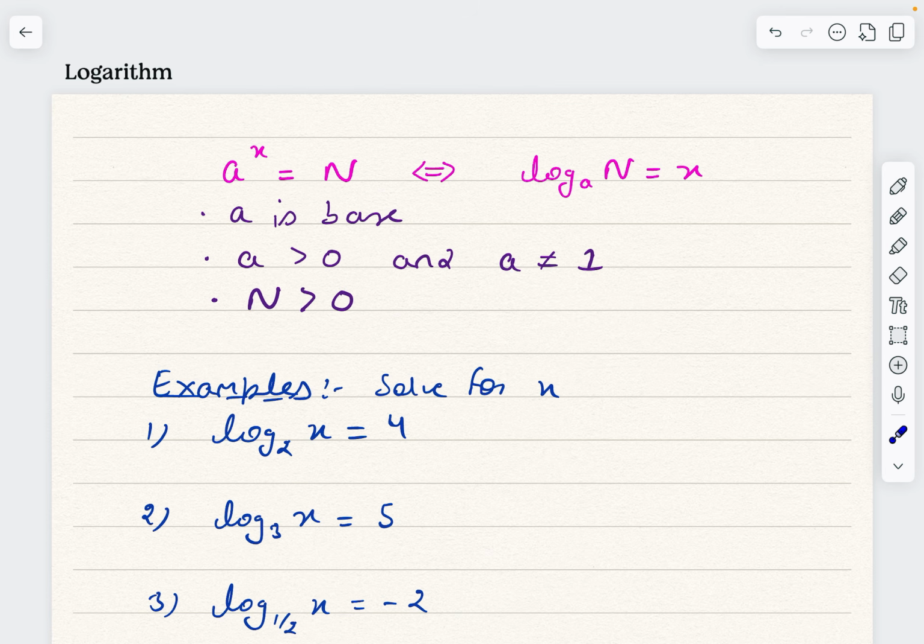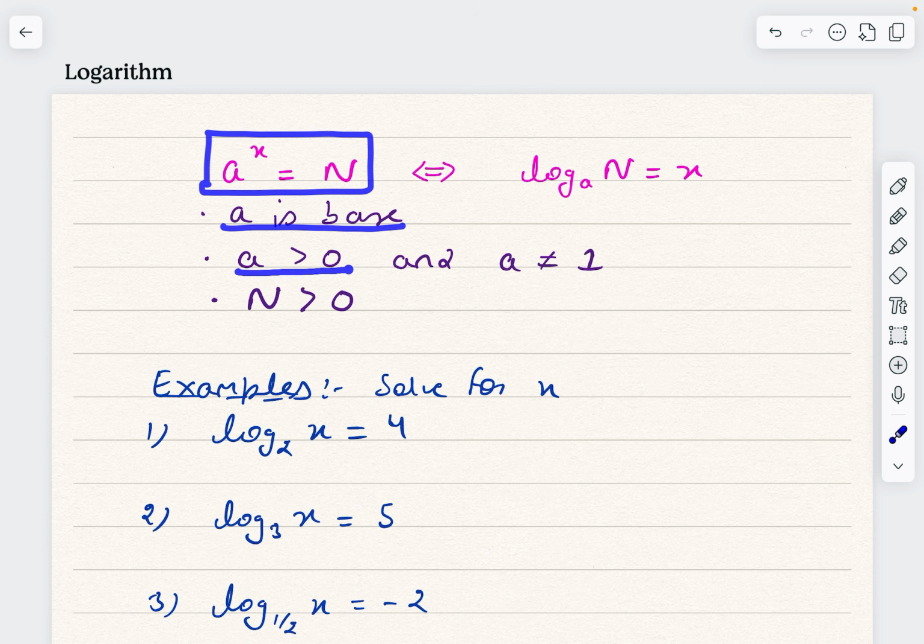So, let us see now, guys. How do we see this logarithm? First of all, we have a^x = N. To understand logarithm, first we see what a^x = N is. Here a is called the base number. We take a only greater than 0.